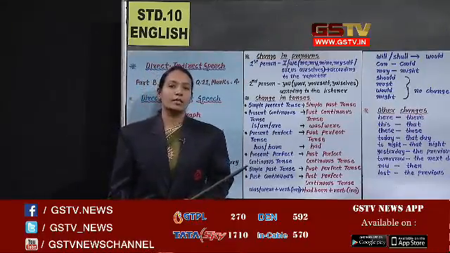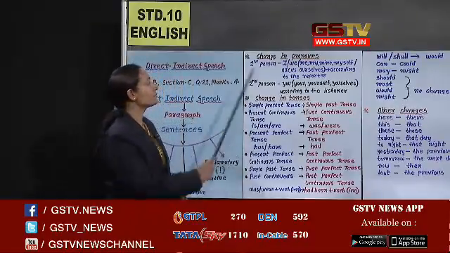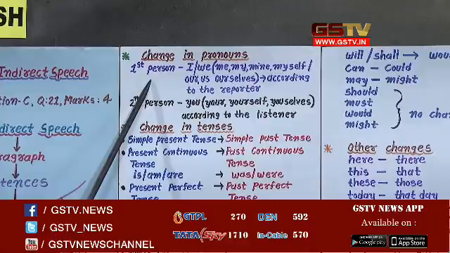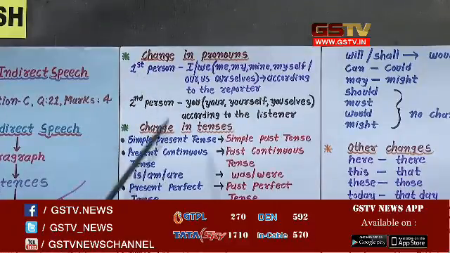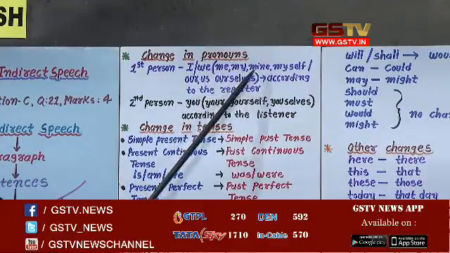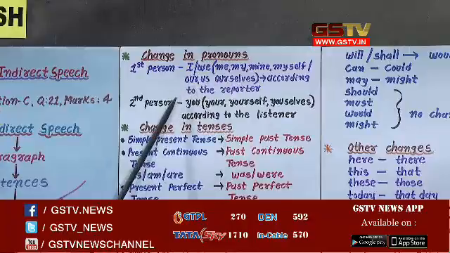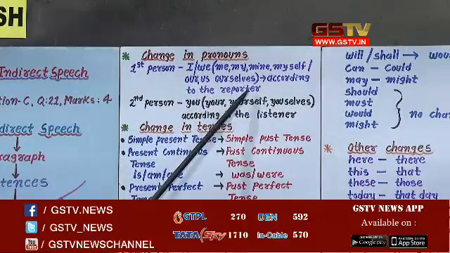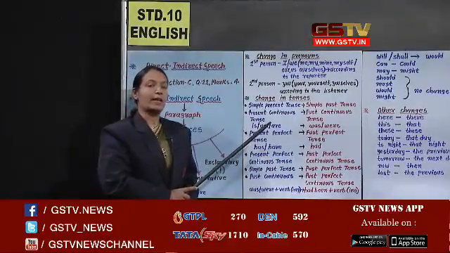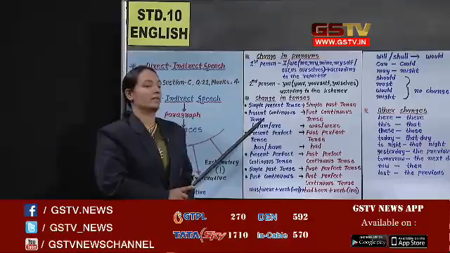Now, we will look here point by point. Change in pronouns. If it is first person, I, we will be converted into me, my, mine, myself, our, us, ourselves, according to the reporter. We know that the reporter is the person who comes first and who is speaking in the sentence.